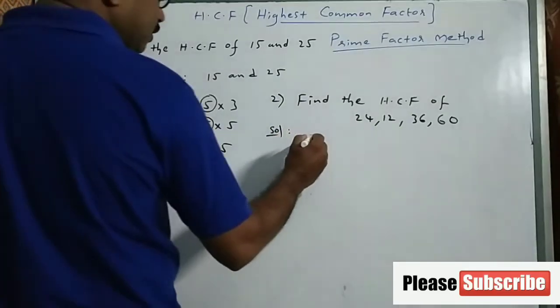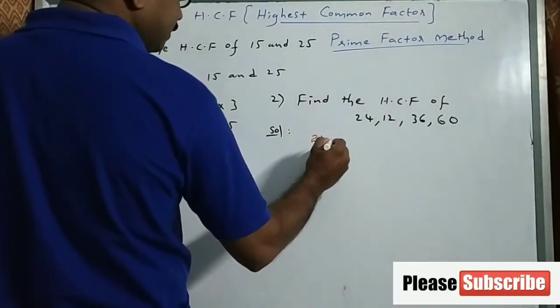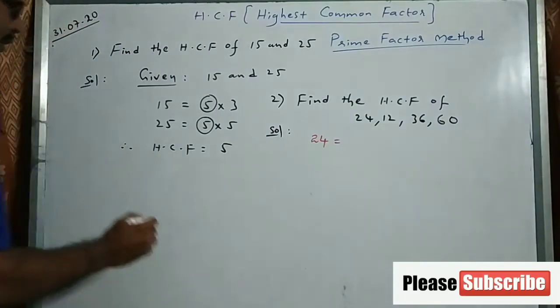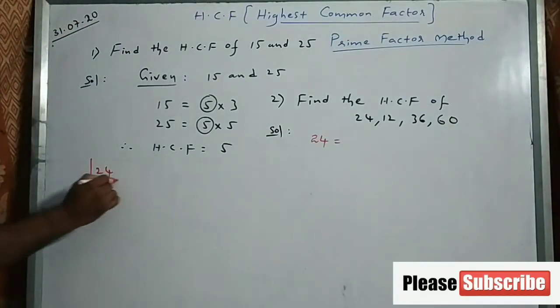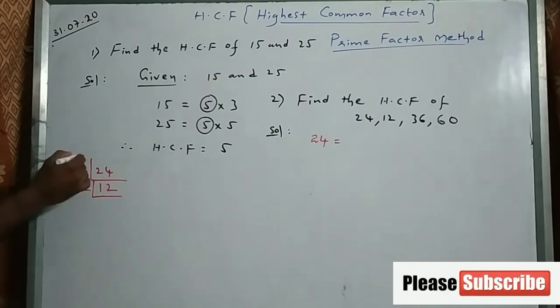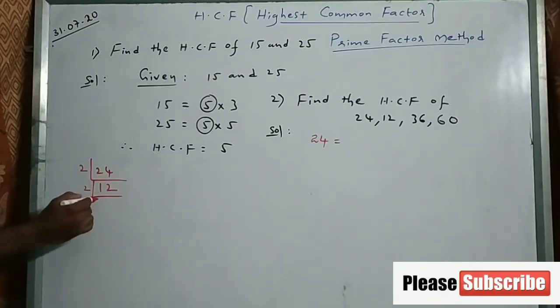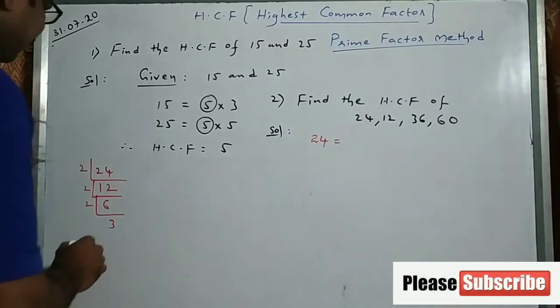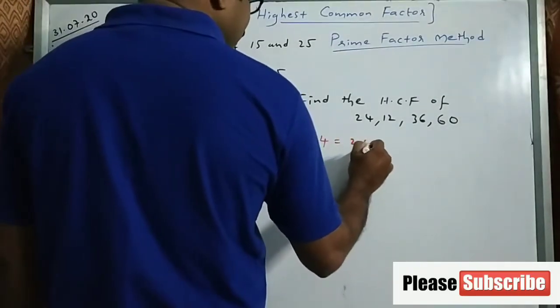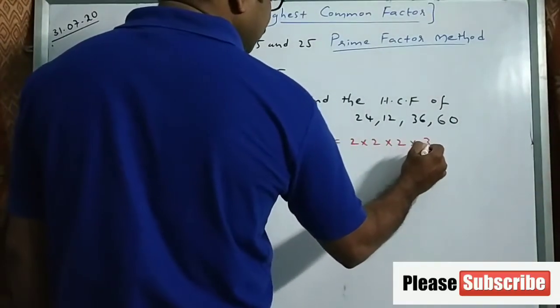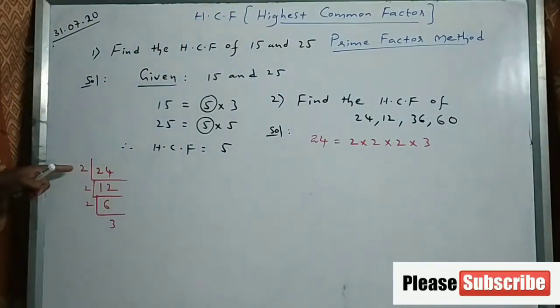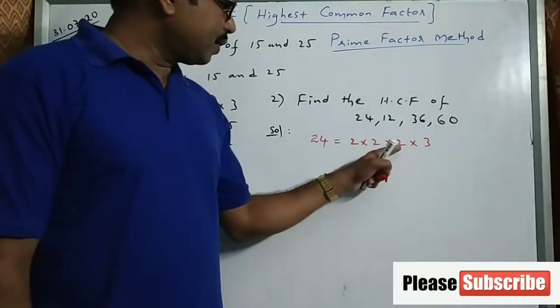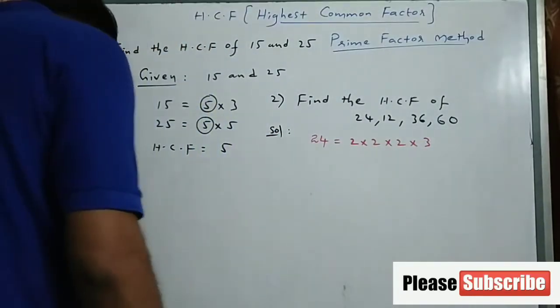First you take 24. How do we write 24? I will split here. 2 1s are, 2 2s are... You know how to find this, the LCM method. 2 6s are, 2 3s are. Only prime numbers you must use. Remember that. This I can write now: 2 into 2 into 2 into 3. Right? 24 can be written as 2 into 2 into 2 into 3. 2 2s are 4, 4 2s are 8, 8 3s are 24.